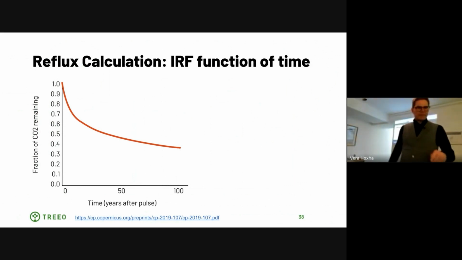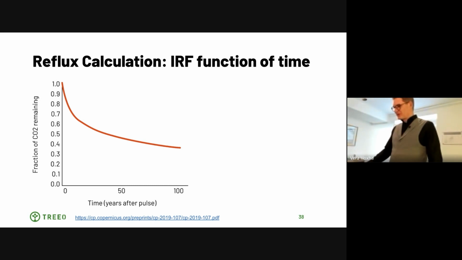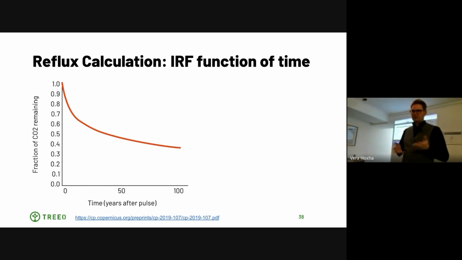So now I come to the reflux calculation. All this calculation has to be done not in Excel, because we found out it's a little bit too complicated. So we now start doing this in software, in Python code. And the reflux function is called the impulse response function. That is the response of the planet, the atmosphere, the oceans and the other spheres: if we emit 1 ton of carbon, how does the system work?